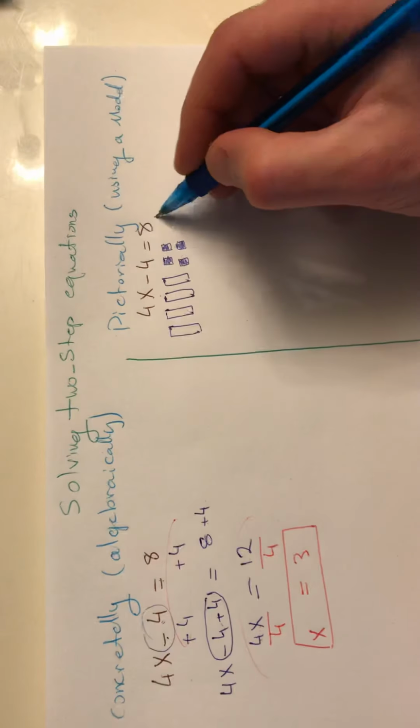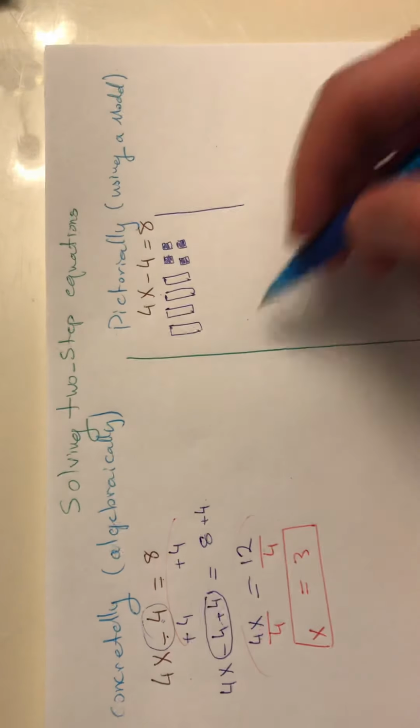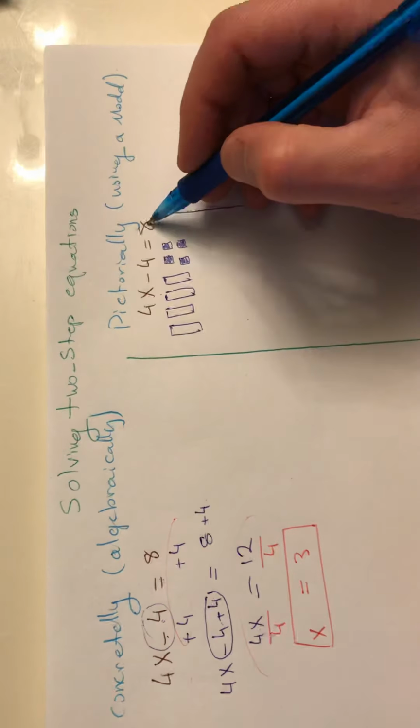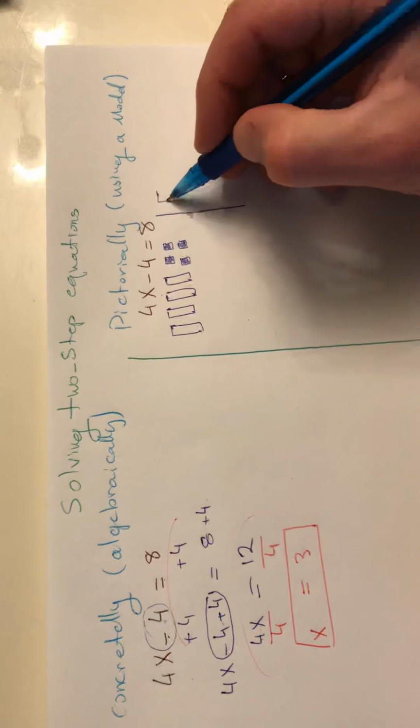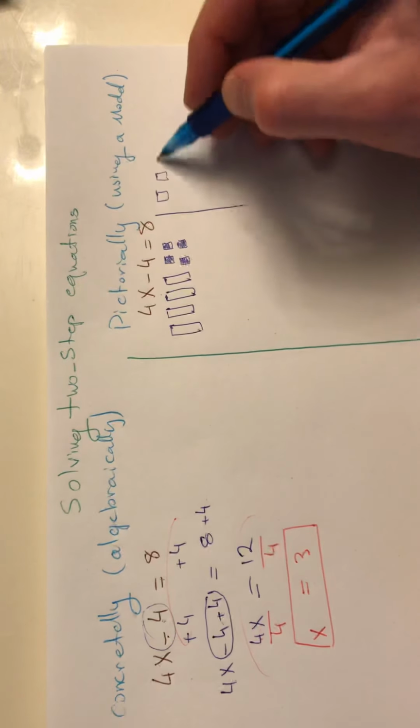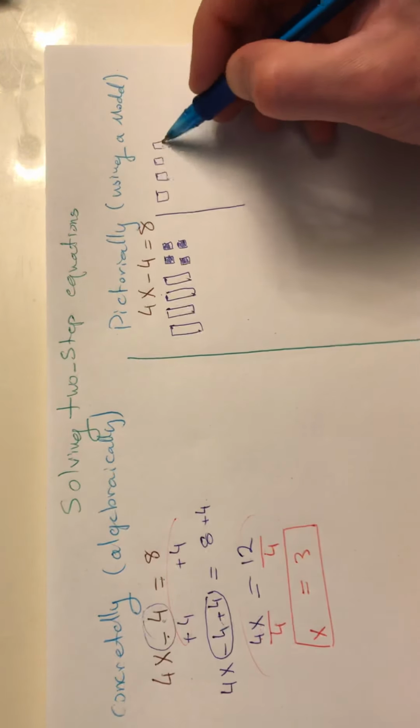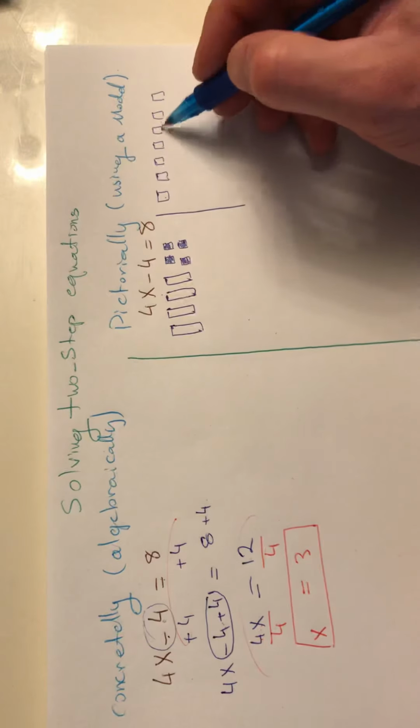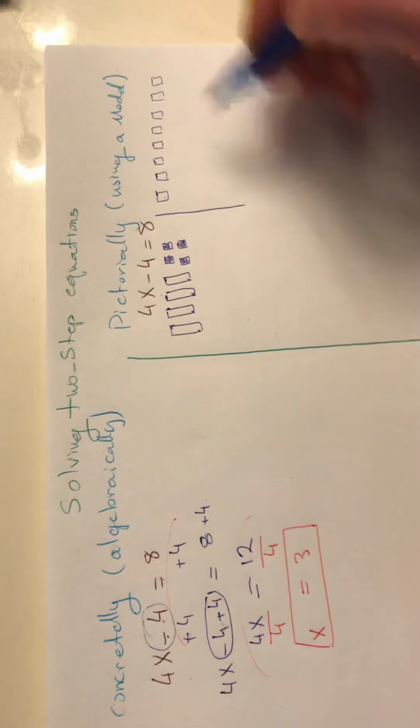On the other side we put a line. On the other side we have 8. They are positive 8, so we're going to have 8 little squares, and these little squares are going to be empty. So we have 1, 2, 3, 4, 5, 6, 7, 8.